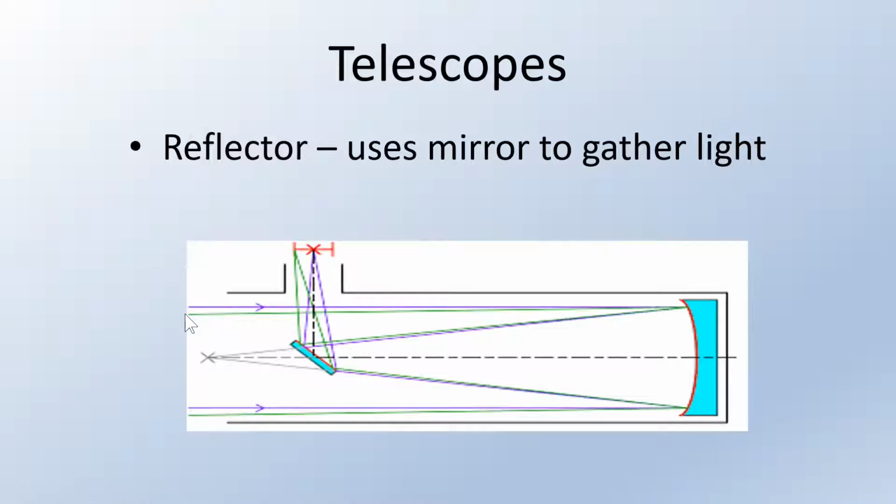Reflectors are a little bit different. They use a mirror to gather the light. With a reflector, the front of the telescope is here. The mirror is in the back. So the light comes in, bounces off the mirror, and is reflected on a diagonal out the side, because otherwise the image would form here, and if you had your head here, you'd be blocking all the light and you wouldn't be able to see anything. So the light comes in the front, bounces forward, and comes out the side. This is called a Newtonian reflector because it was invented by Isaac Newton.